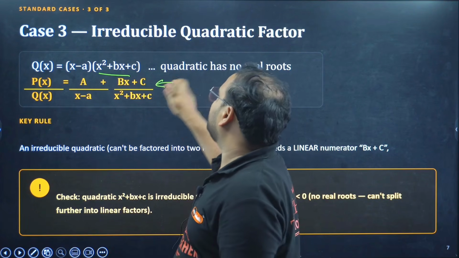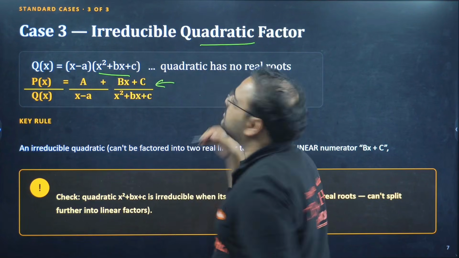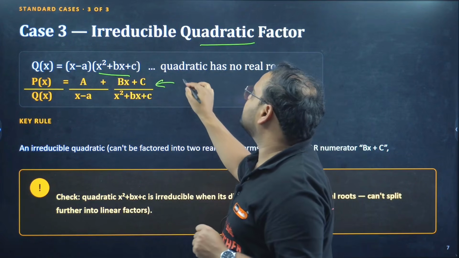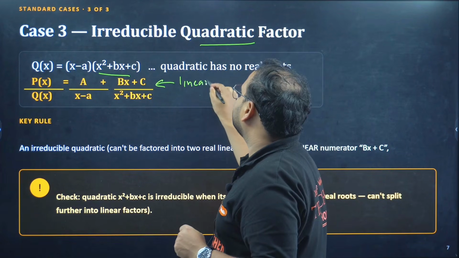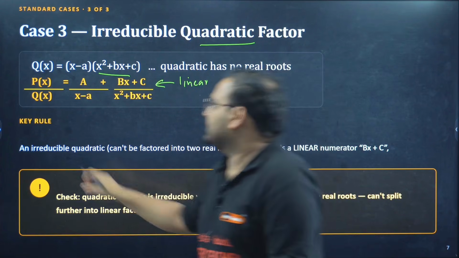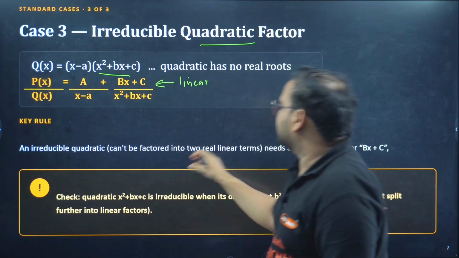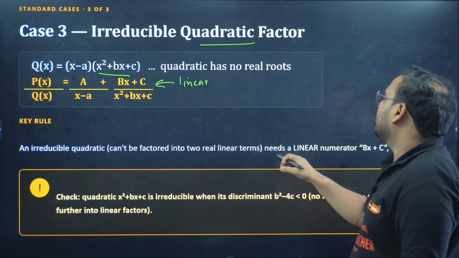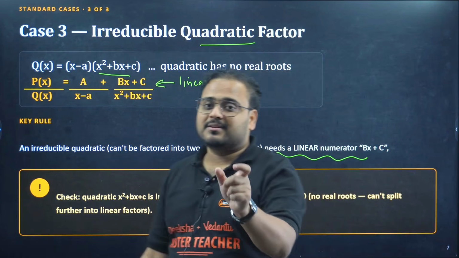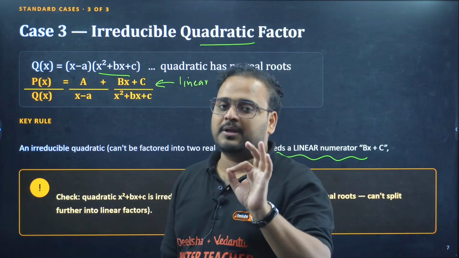Okay, whenever you have an irreducible quadratic factor, meaning you cannot factorize it any further, then the numerator will always be a linear term. You have to take that. An irreducible quadratic can't be factorized into two real linear terms, so it needs a linear numerator, which is why it is bx plus c. But remember, the clear understanding is the same.